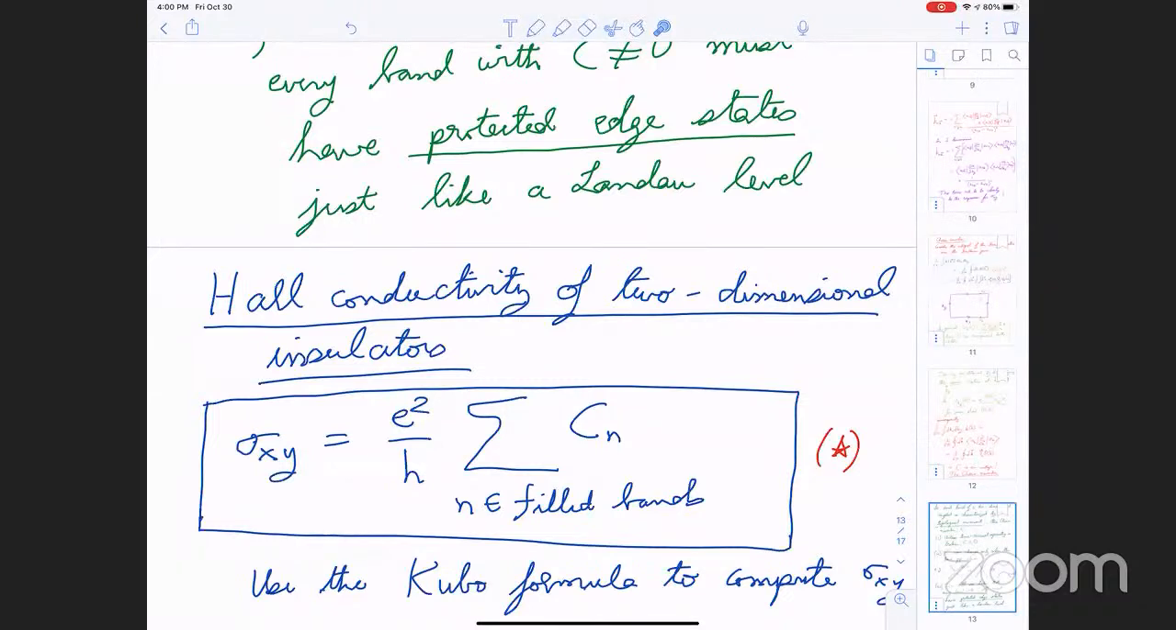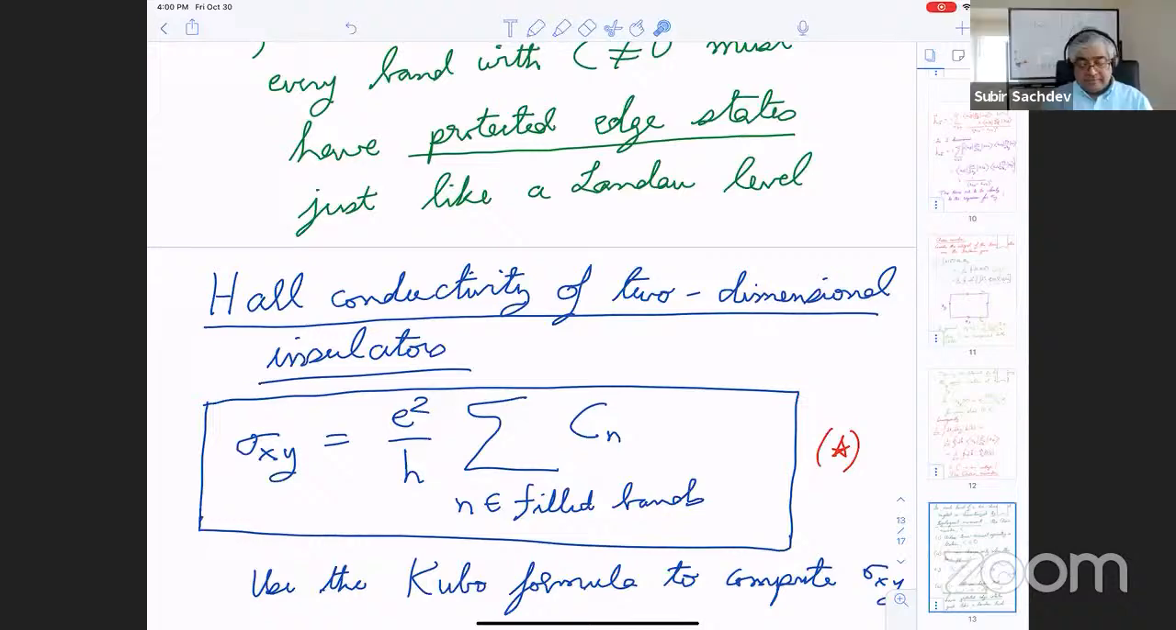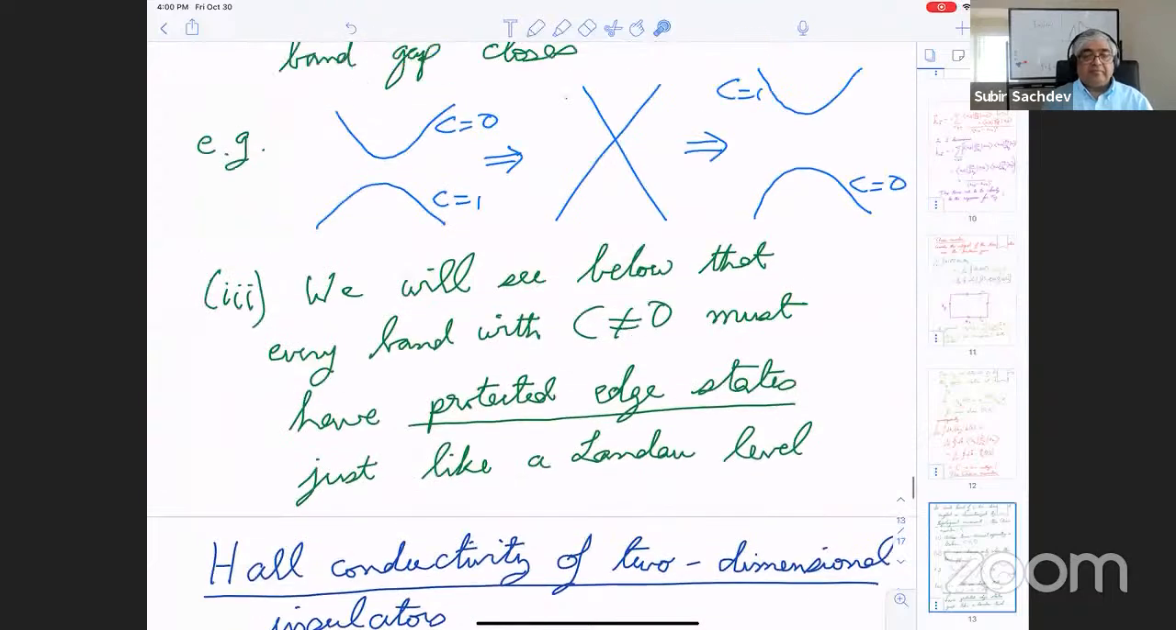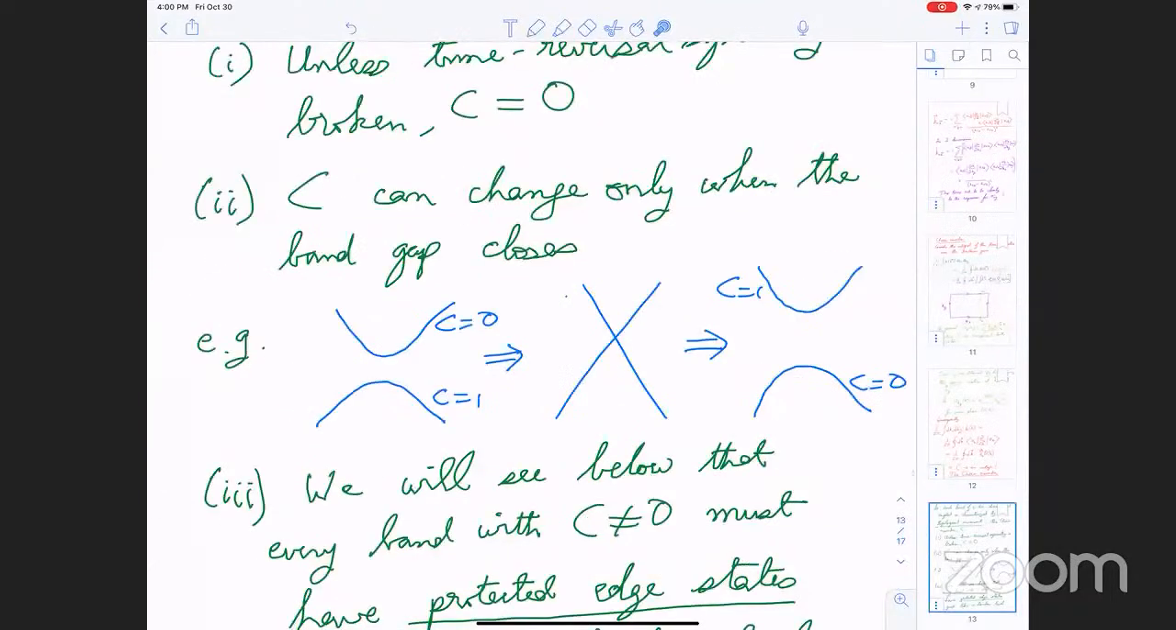Yeah, I had a question about the gap closing thing that you showed just before. Is it just an accident that the sum of the Chern numbers is 1 on both sides, or is there some conservation of total Chern number?